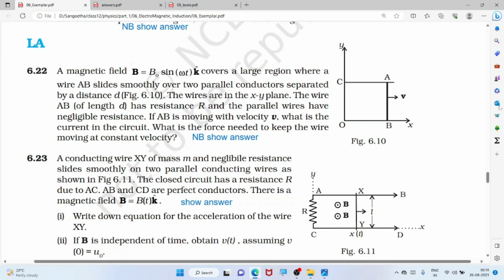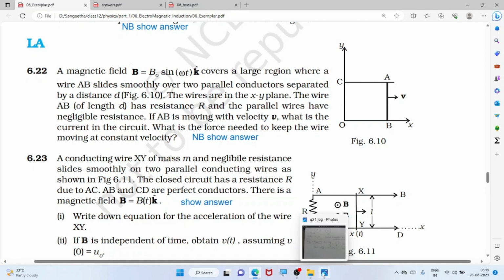The K vector covers a large region where the wire AB is sliding. The wires are in the XY plane. The wire AB of length D has a resistance R, and the parallel wires have negligible resistance. AB is moving with the velocity V. What is the current in this circuit? They are asking the current. What is the force needed to keep the wire moving at the constant velocity?